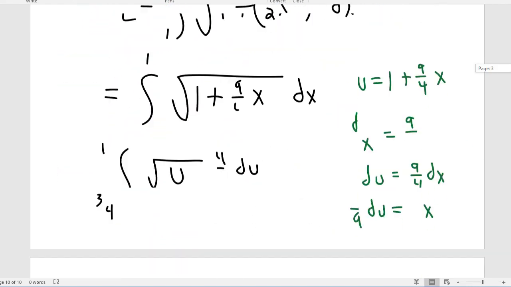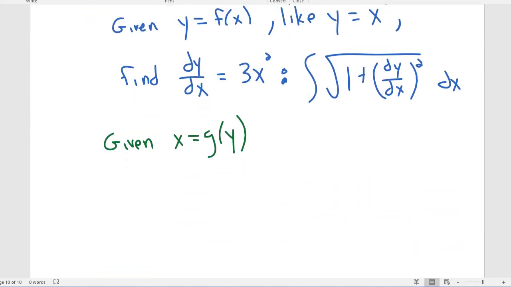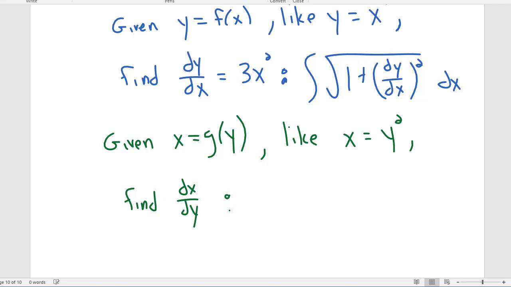So usually what you see in a calculus textbook is they'll present both conversations to you. If we're given x equals a function of y, again, let's say just real quick, we had x equals y squared, then what we would do is we would find dx dy, and we would use this version of the formula.